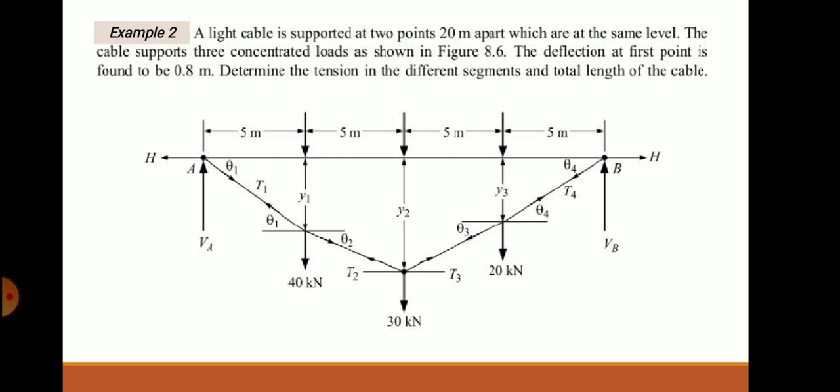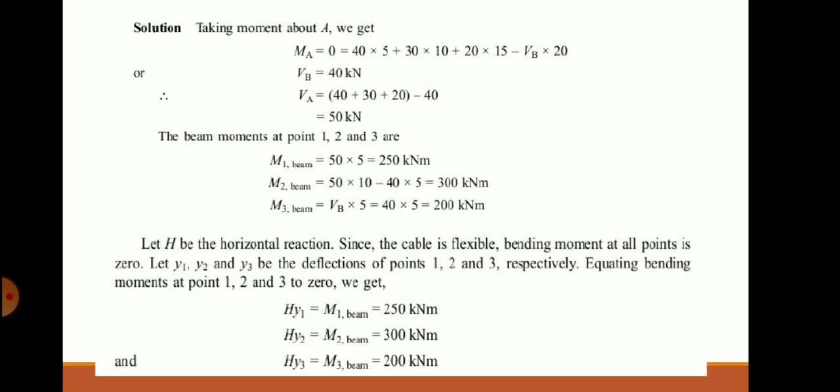Next we moved for one more problem in which we are supposed to evaluate tension and length of the cable. The distance between the loads are found to be 5 meter and various loads are given. Using the equilibrium equations, first taking moment about point A, VB is calculated, then using sigma V is equal to 0, VA is evaluated, then beam moments at 1, 2, 3 points, only beam moments excluding the horizontal force moments are evaluated.